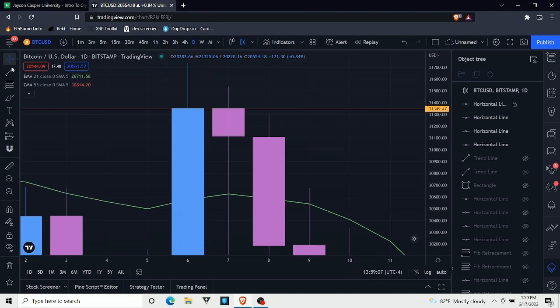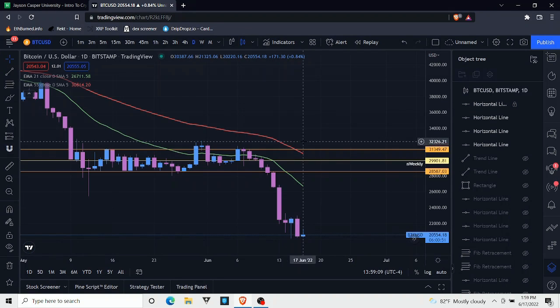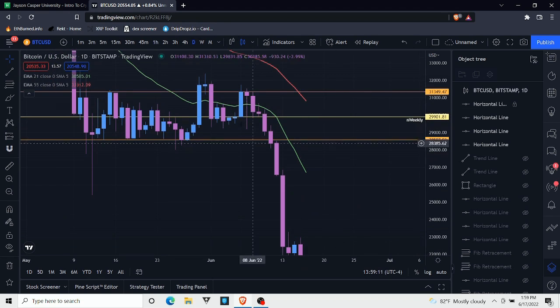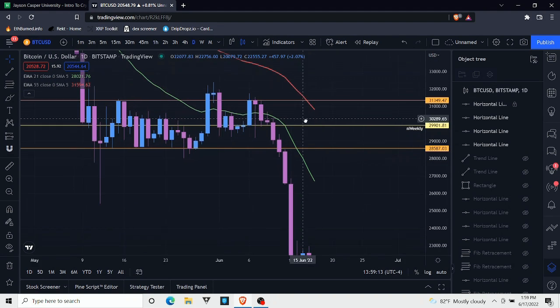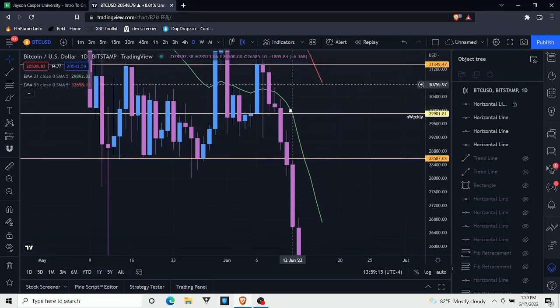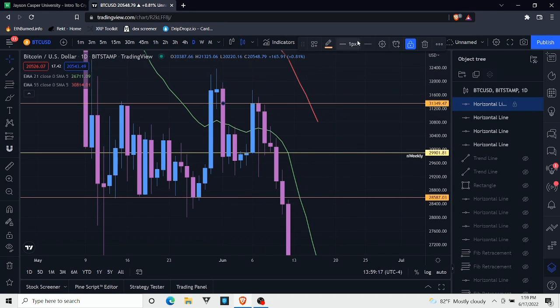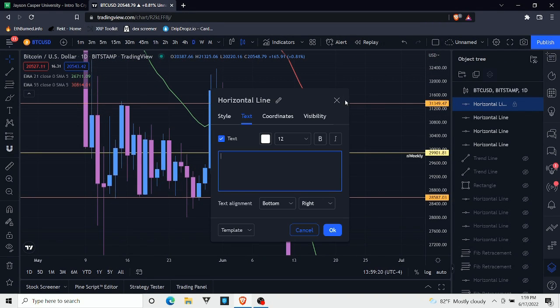But yes, this is an untouched daily level up here. This candle came pretty close to touching it, but did not come back up to touch this level. So this would be an untouched daily level, and we can expect that price is going to have a reaction off of this level when it comes back up to it.